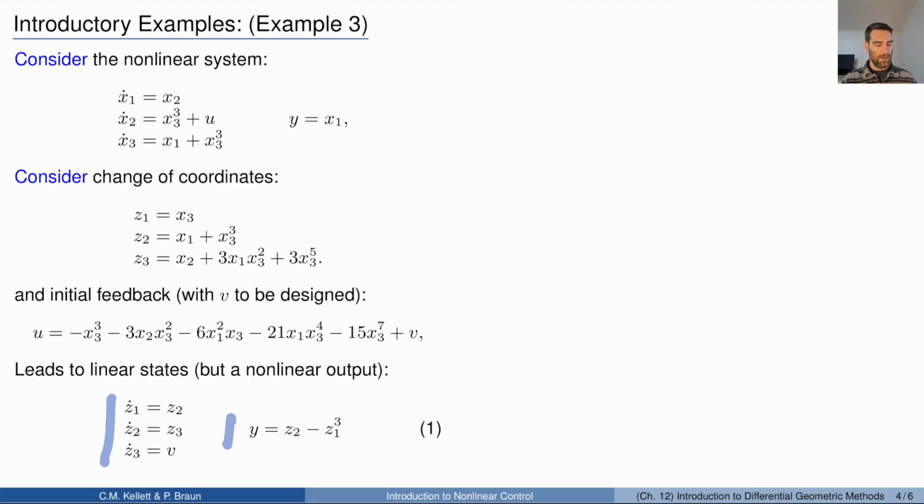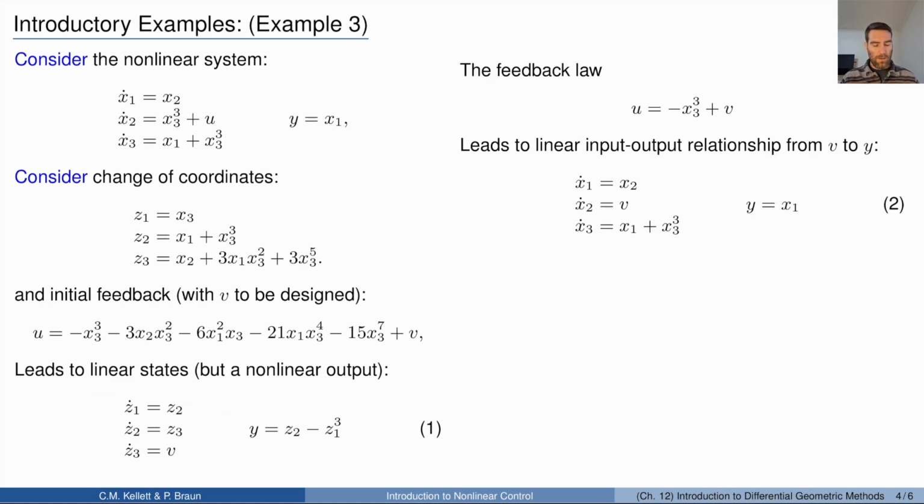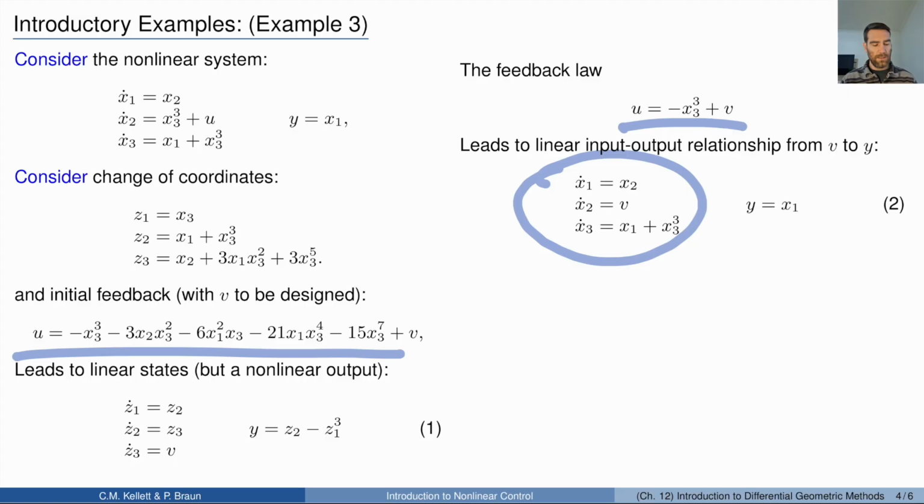So here again, through a specific coordinate transformation, we are able to obtain linear dynamics, but different to the example before, now our output is nonlinear. We could also consider a different feedback law. So instead of using here the feedback law on the left, we can use this feedback law here on the right.